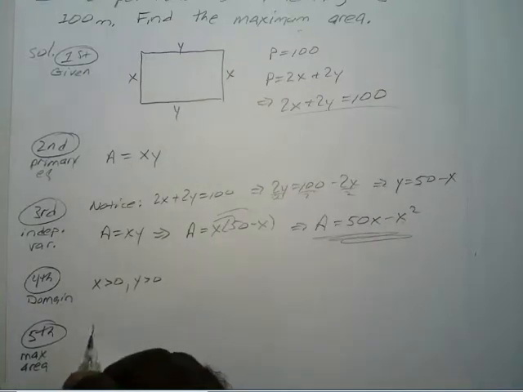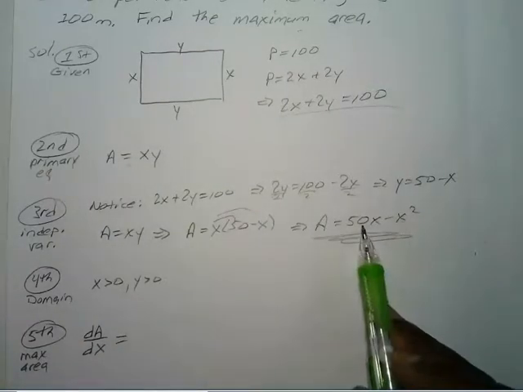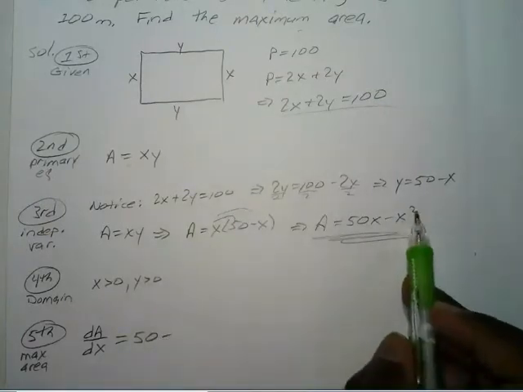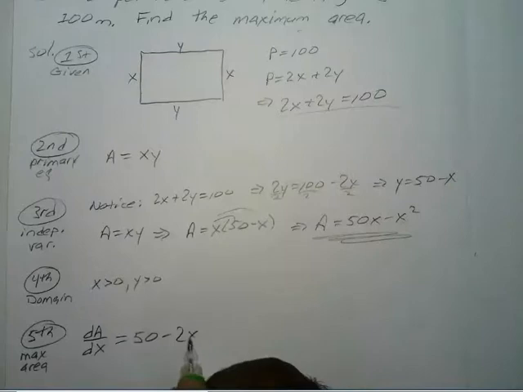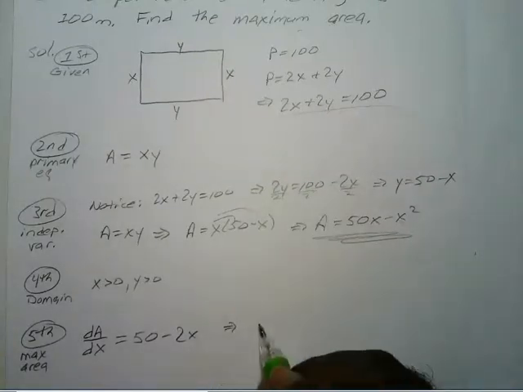So the derivative of the area with respect to x. The derivative of 50x is just 50, minus the derivative of x squared, which is just 2x. So to find the maximum, remember we have to find the critical point first.